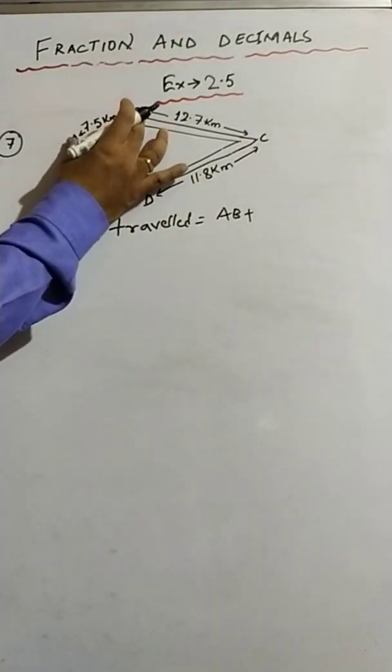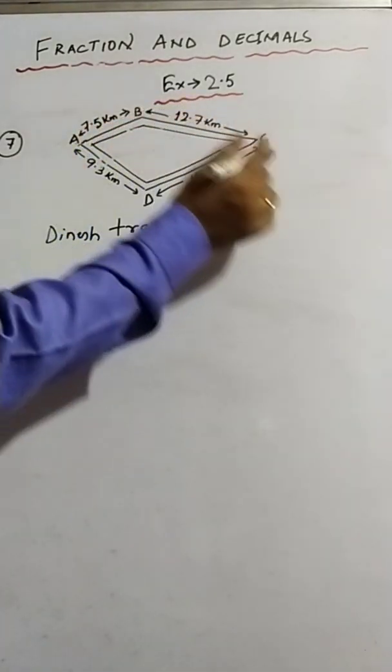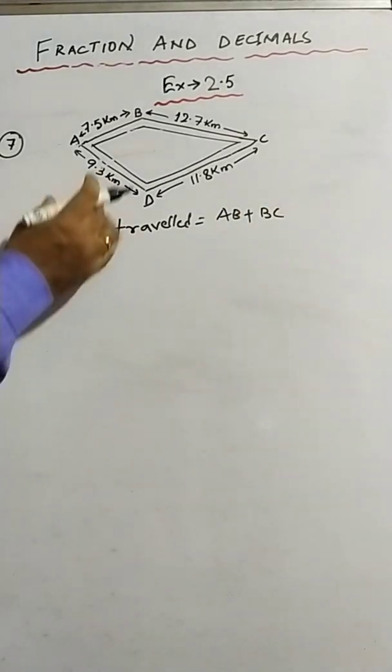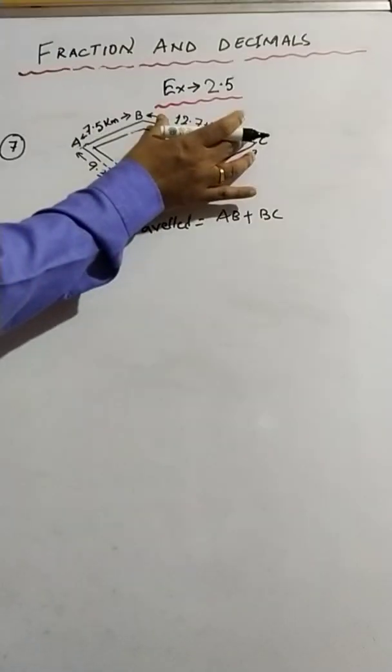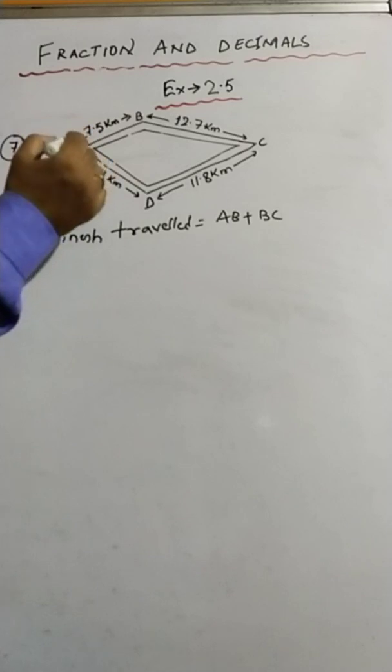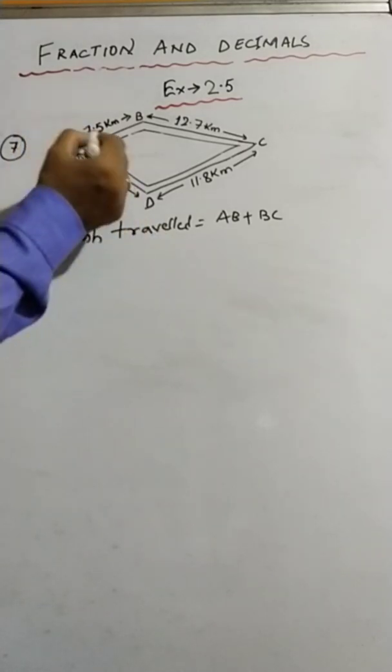Fine. A to B means what? AB, and then again B to C. So we have to add this distance, isn't it? What is the AB distance and what is the BC distance? So in that way we can understand what is the total distance traveled by Dinesh.